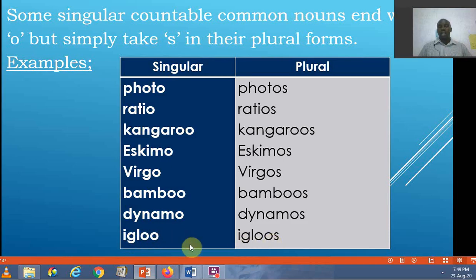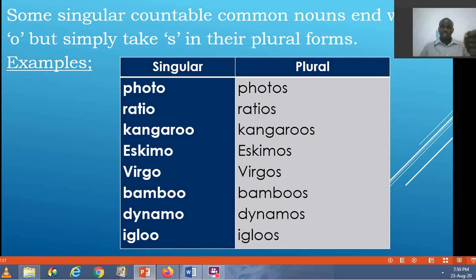Very many are igloos. And then we have Viego to Viegos. Then we have bamboo to bamboos. We have dynamo to dynamos. There are quite many. Like I said, we cannot exploit all of them here. But when the teacher sets a trend, you also follow up. Go pick it up and then continue. Look at very many others. You have dictionaries around you. Search them up.